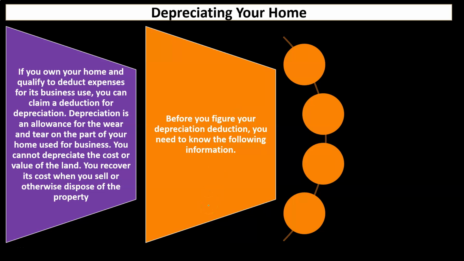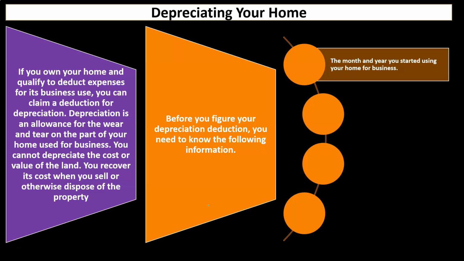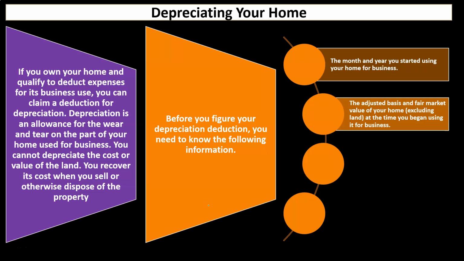In any case, before you figure your depreciation deduction, you need to know the following information: the month and year you started using your home for business, the adjusted basis and fair market value of your home, excluding land, at the time you began using it for business. So obviously when we put the home on the books for depreciation, it's a kind of a problem, due to the fact that we didn't just buy the home, right? We've had it at personal use for a long time. What do we put the home on the books for? Because what's going to be the cost of the home that we put it on the books for? Because we need that cost in order to then depreciate going forward from that point.